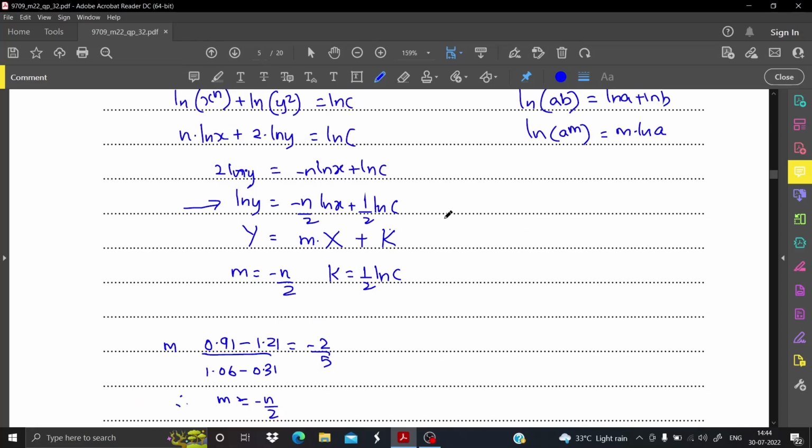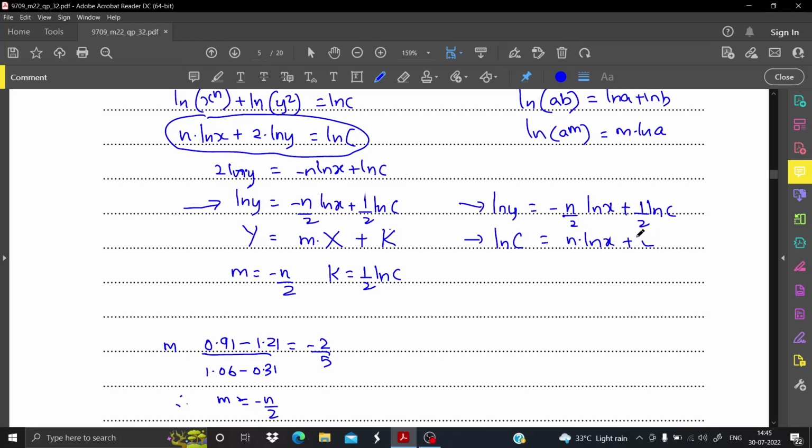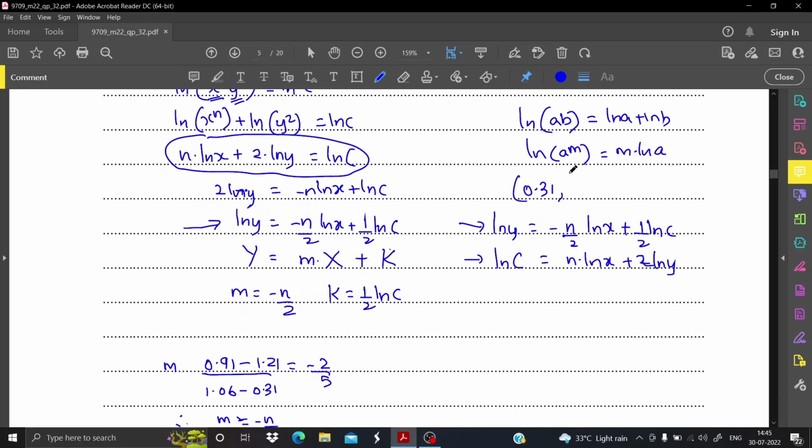That's the n value. Now to find the c value, you can plug in any point. So minus n by 2 log x plus half log c. You can use this equation. Since we're looking for c, you can straight away use this equation, and it'll become easier. Therefore log c equal to n times log x plus 2 log y. So I'm thinking of considering the point 0.31 comma 1.21.